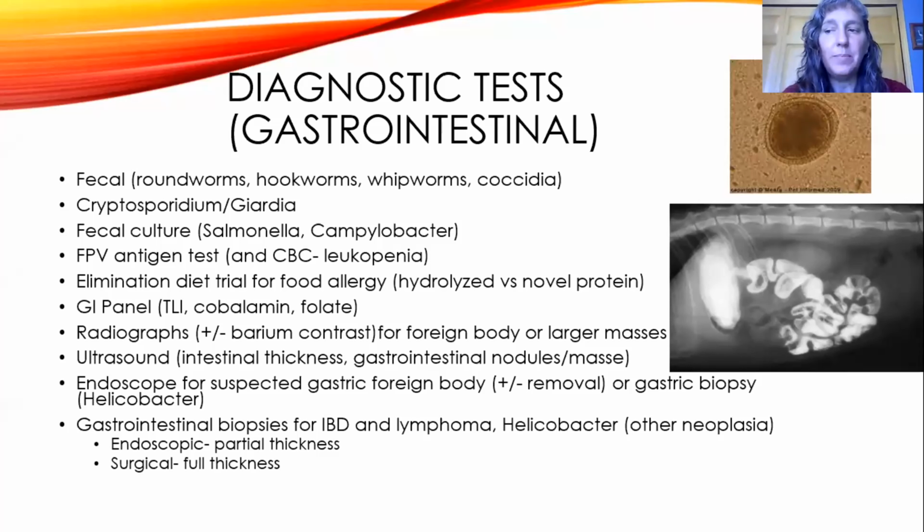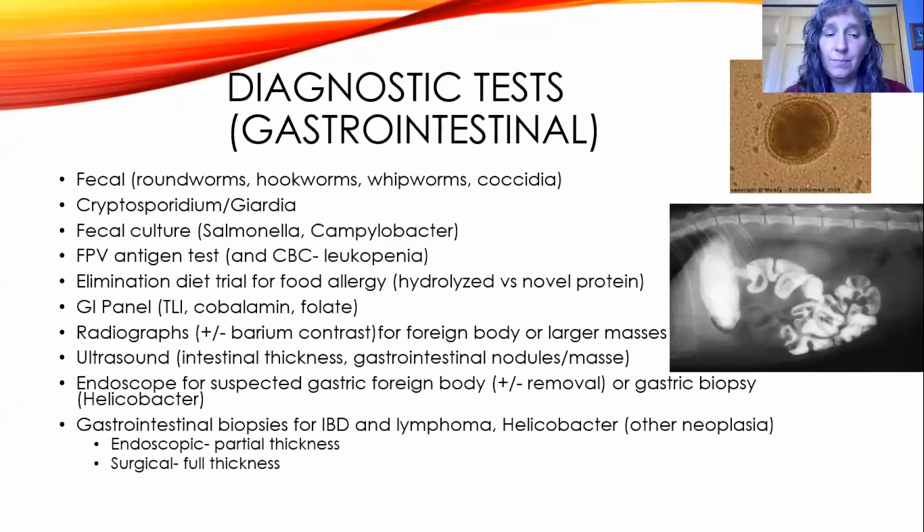An endoscope can be used to detect and possibly remove a gastric foreign body, and can also be used for gastric and upper duodenal biopsies, although only superficial. That can be helpful to detect Helicobacter of the stomach. Gastrointestinal biopsies are needed to distinguish between inflammatory bowel disease and lymphoma or other neoplasia, although small cell lymphoma is a more common type of neoplasia we've seen, and it is something that we can treat.